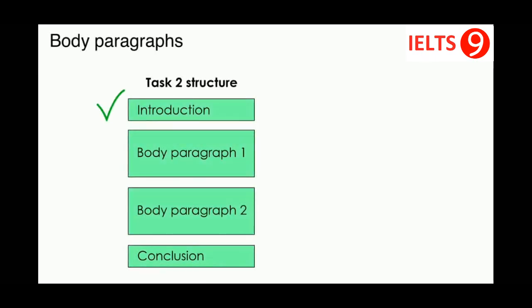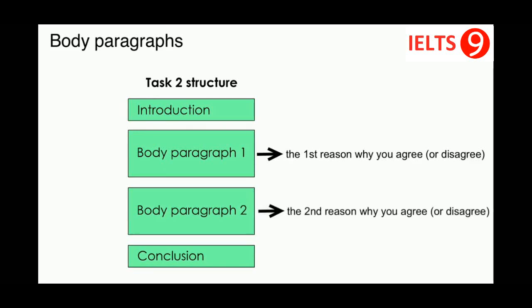Now we move on to the body paragraphs. For agree-disagree questions, it's good to structure body paragraphs in the following way. In body paragraph 1, write the first reason why you agree or disagree, or in other words, write the first supporting point of your opinion. And in body paragraph 2, write the second reason why you agree or disagree, your second supporting point.